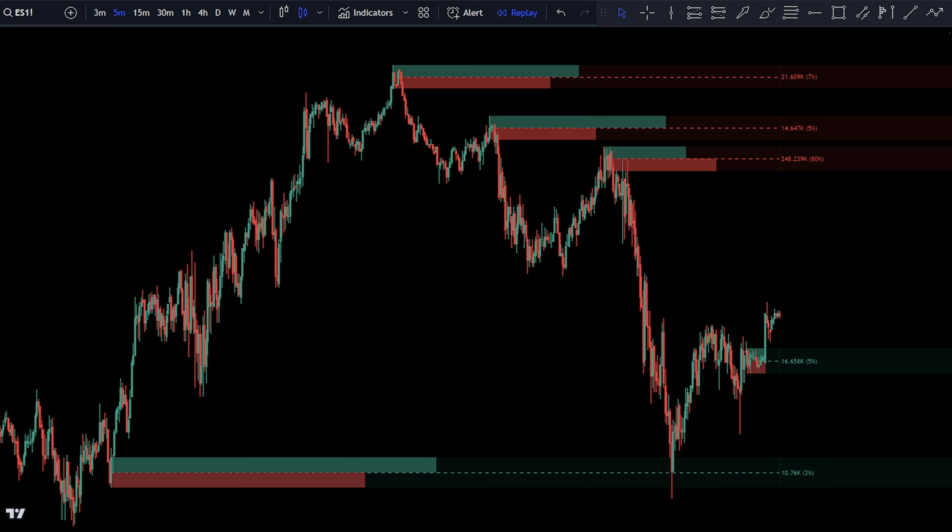Each block shows metrics, like accumulated volume, which helps determine its importance. The higher the volume, the stronger the block. You'll also see green and red bars within the blocks, showing whether buying or selling activity dominates, which helps gauge whether price might respect or break through the block.